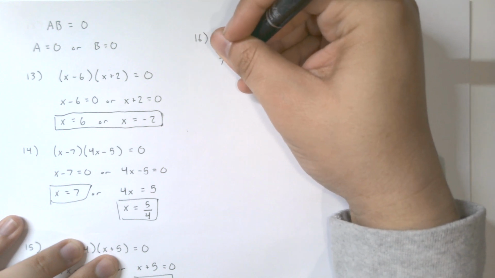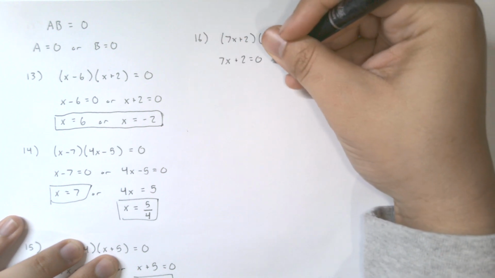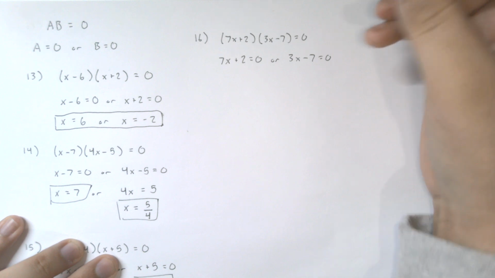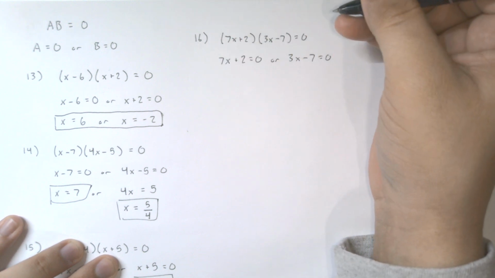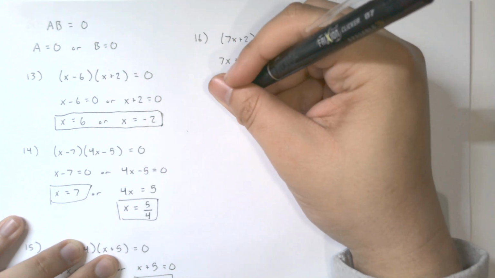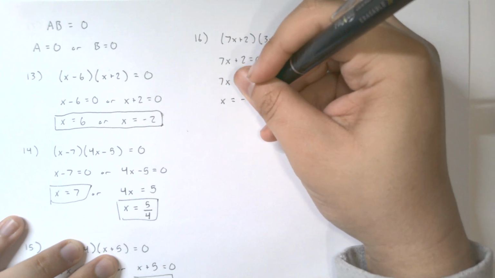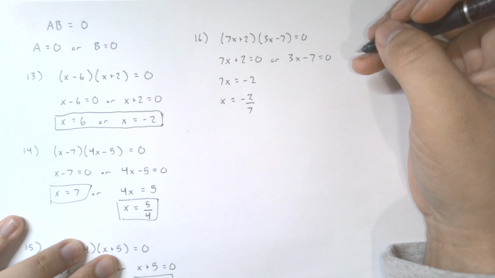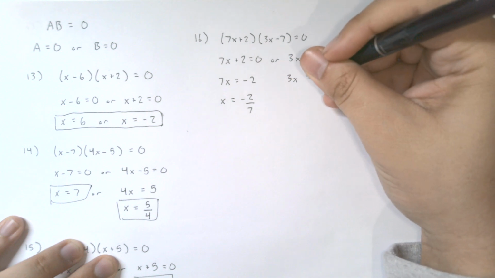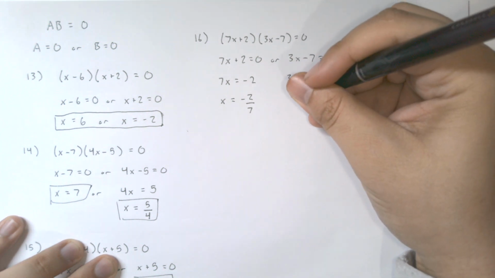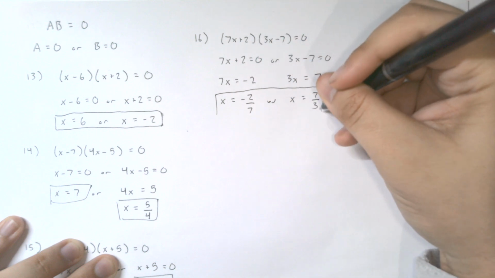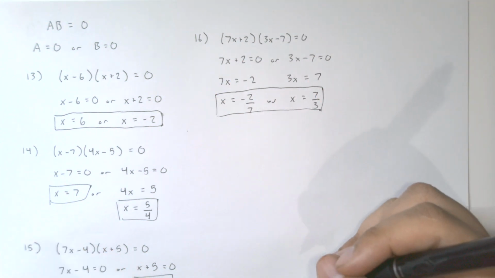Zero product property gives us 7x plus 2 is equal to 0, or 3x minus 7 is equal to 0. So for the equation on the left, we can subtract 2 from both sides. We get 7x is equal to negative 2. And then dividing by 7 on both sides, we have x is equal to negative 2 over 7. For the other equation, we can add 7 to both sides. So we have 3x is equal to 7. And then dividing by 3 on both sides, we have x is equal to 7 over 3. These are our two solutions.